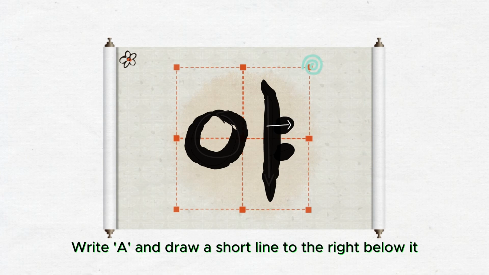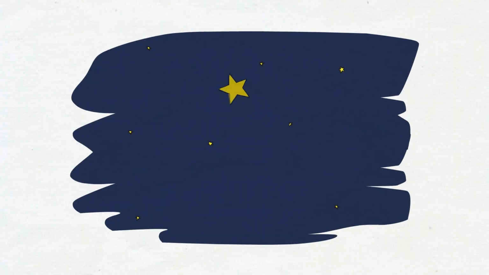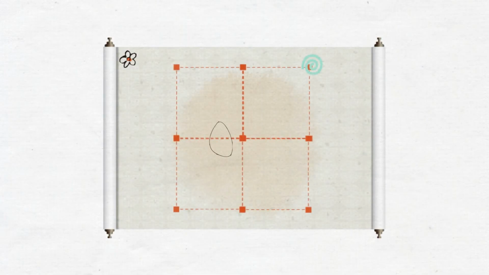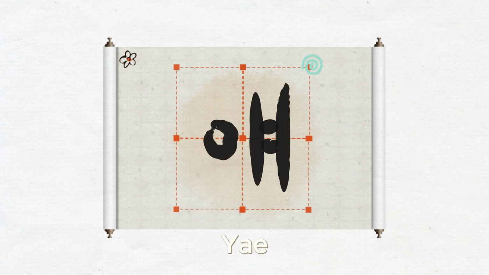Write 아 and draw a short line to the right below it. 야. 예.